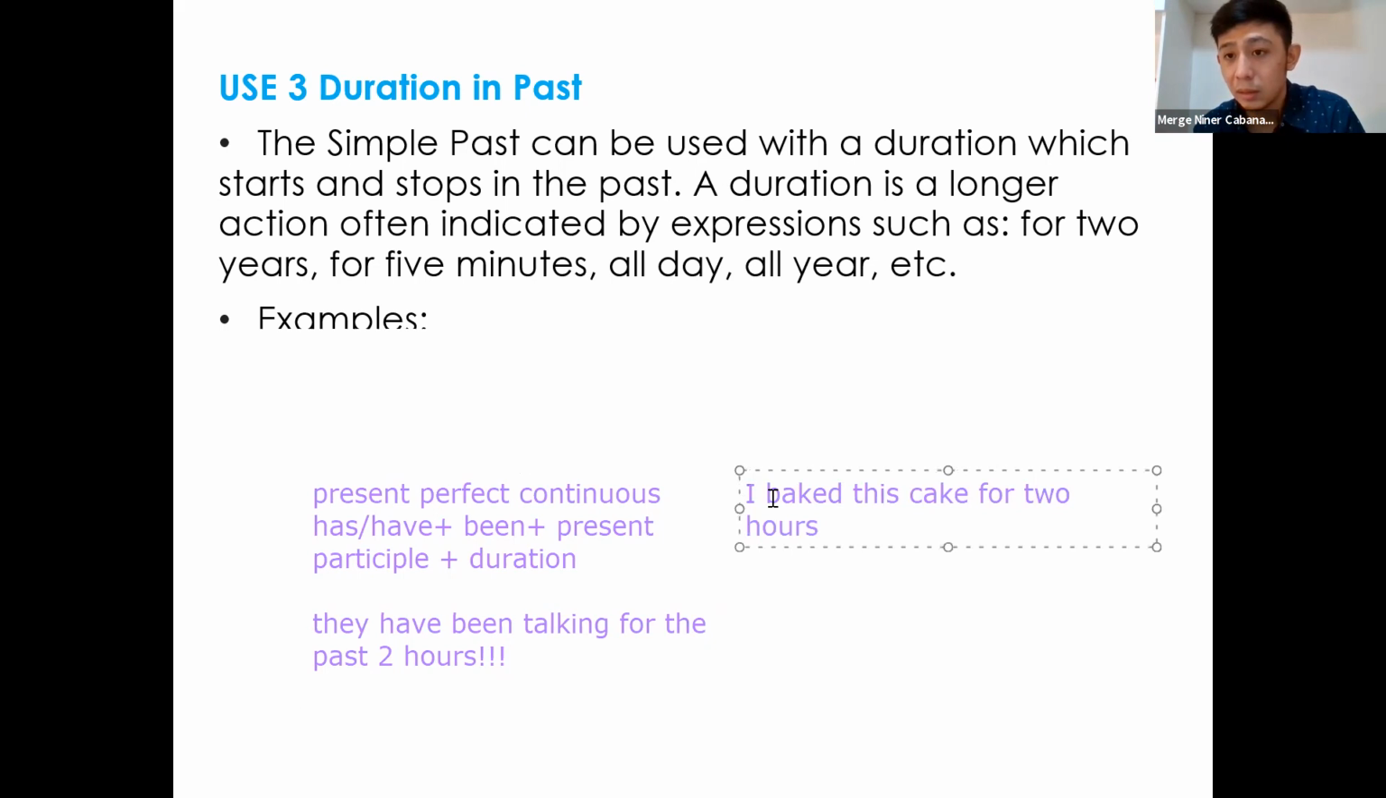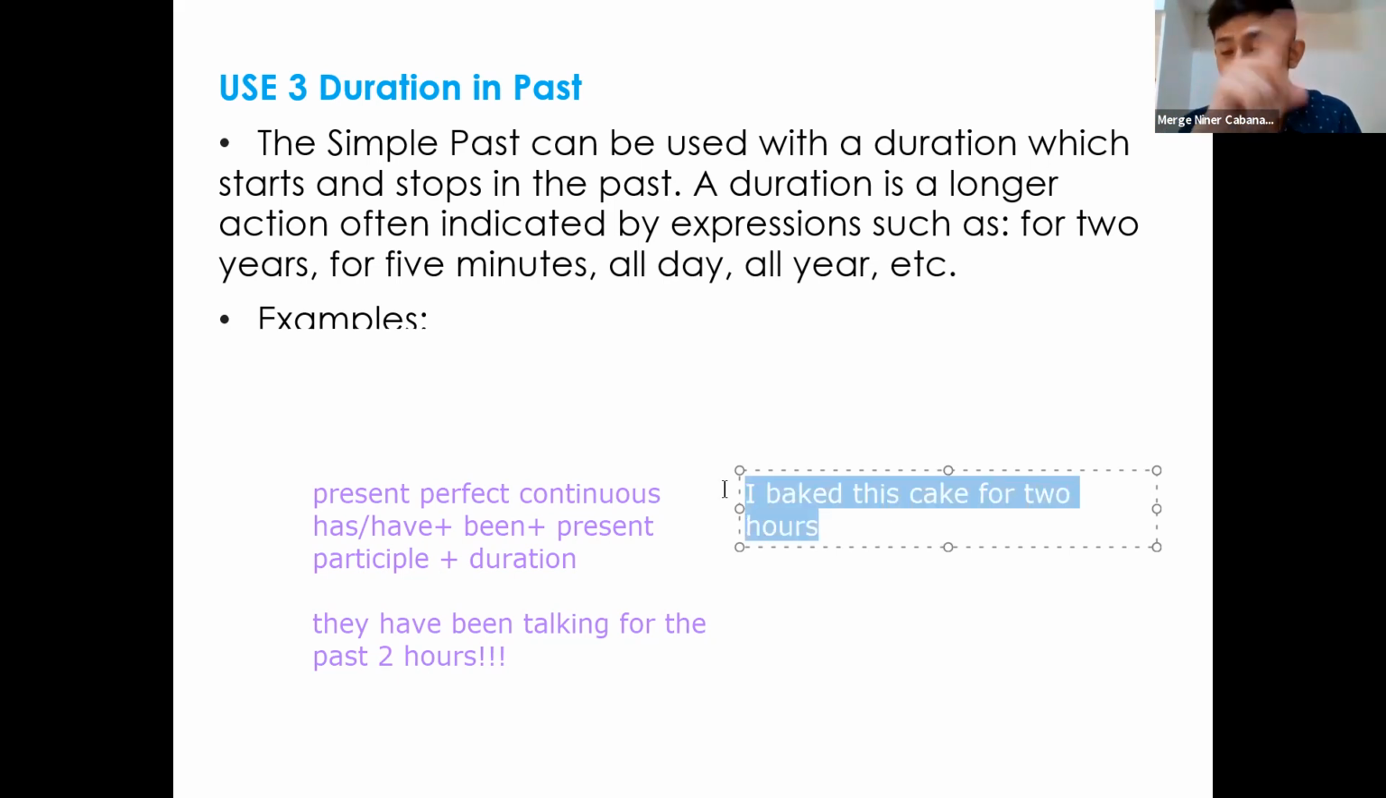It means that I baked this cake, I'm done, I'm not baking anymore. This cake is baked. So I baked this cake for 2 hours. It could be at 6 o'clock today, and the baking activity was finished at 8 a.m. So it means that the cake is baked, I'm done with baking, the action is finished. It started, it got finished in the past. It stayed there. But for the present perfect continuous, it is still happening.